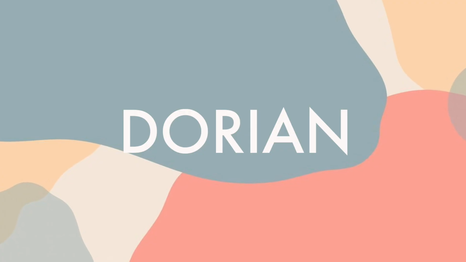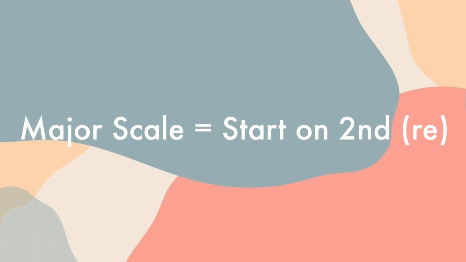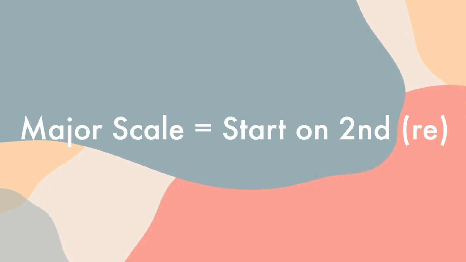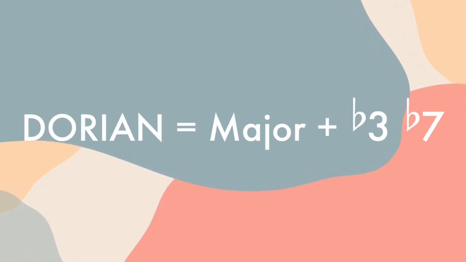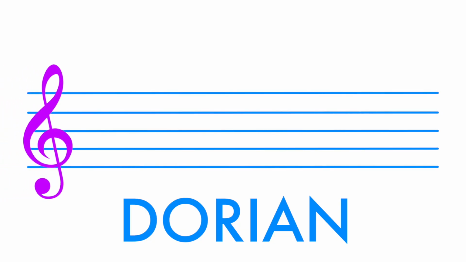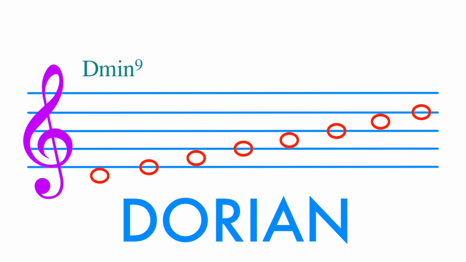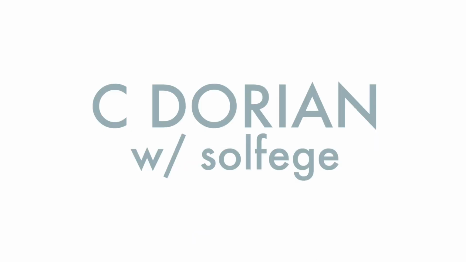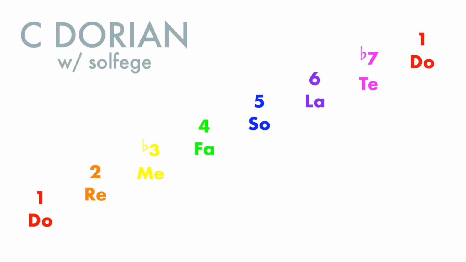The second mode, Dorian, can be thought of as the major scale starting on the second scale degree, or re, or as the major scale with a lowered third and seventh. Dorian sounds like this. D Dorian can be played over all the permutations of D minor 9, as well as D minor sus. Here's C Dorian with solfege. Do, re, mi, fa, sol, la, te, do, te, la, sol, fa, mi, re, do.